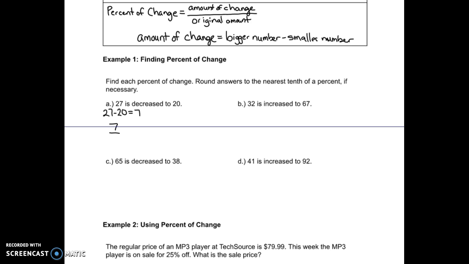Our original amount is what I started with. I started with 20, I increased to 27. So 20 is my original amount. So when we divide this, we're going to look at the thousandths place, because when we change it to a percent, that's going to be the tenths place on our percent. So when I go ahead and divide, 7 divided by 27, I get 0.259. And then the last step is change it to a percent. So I move the decimal 2 places to the right. So this is 25.9%.